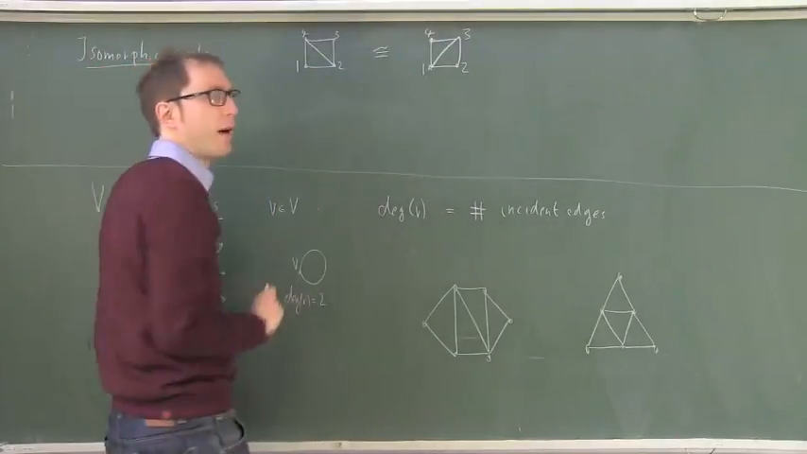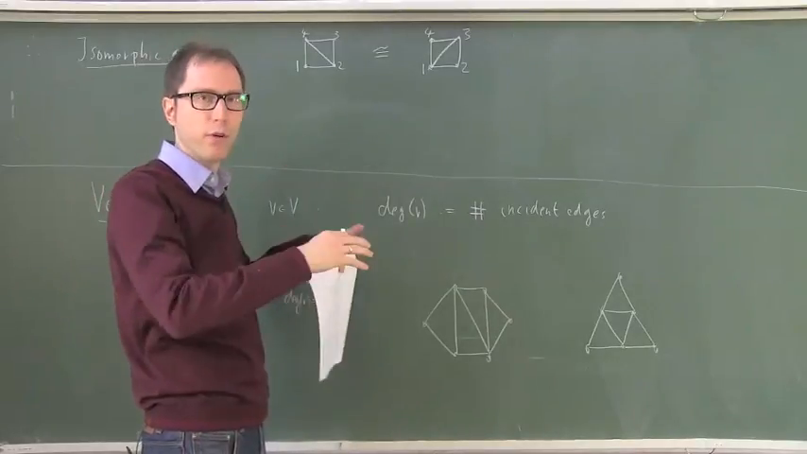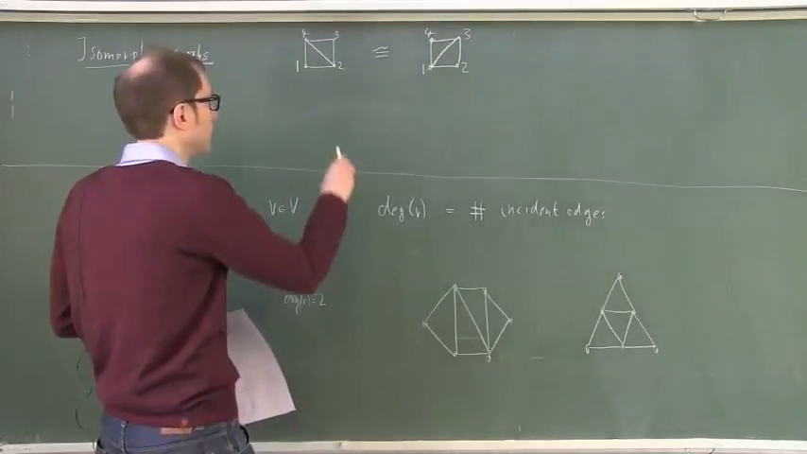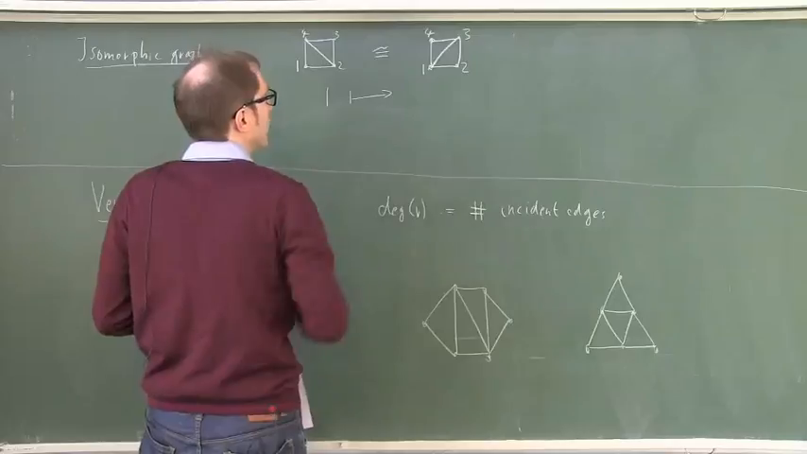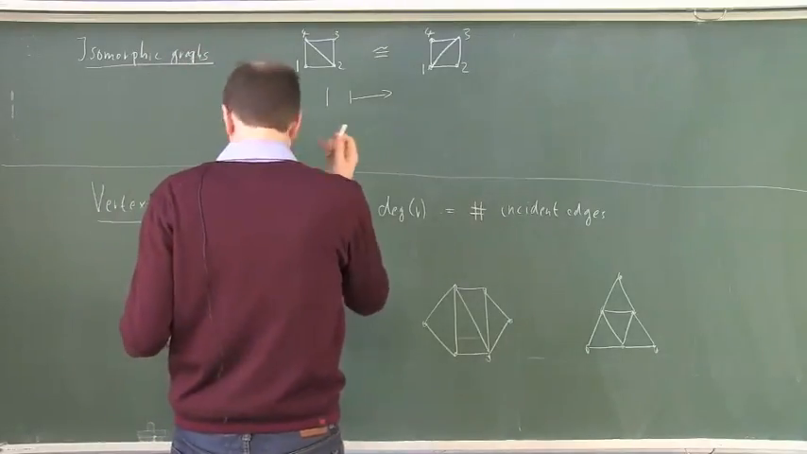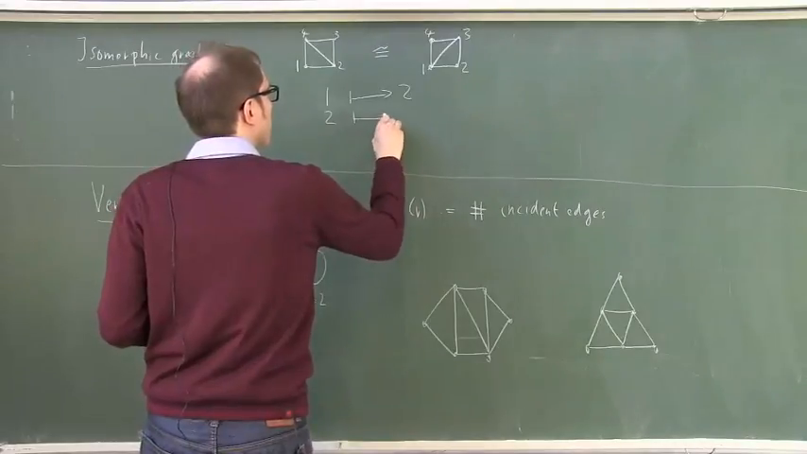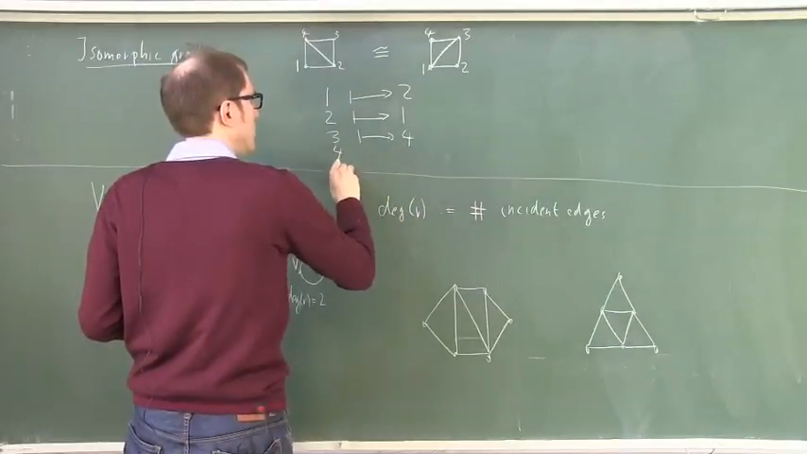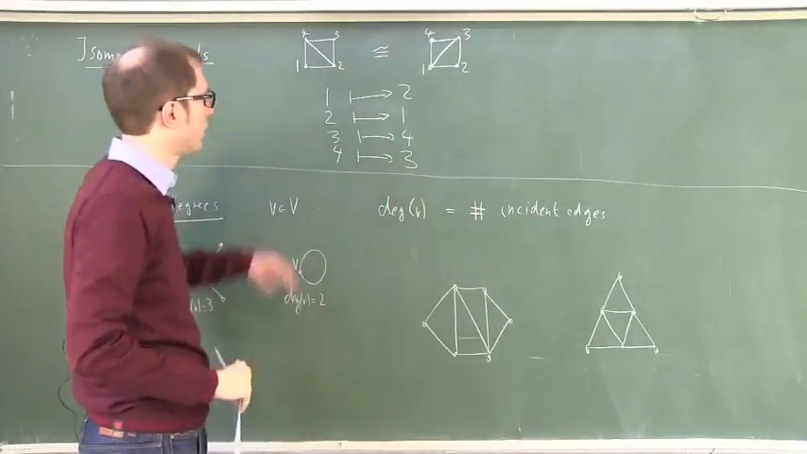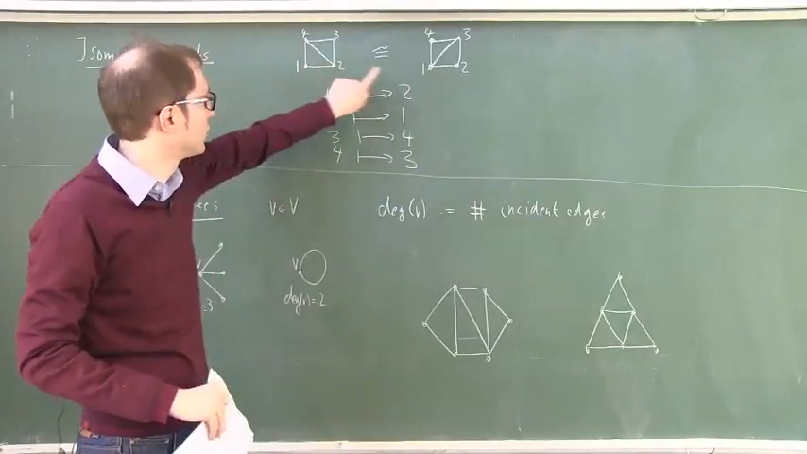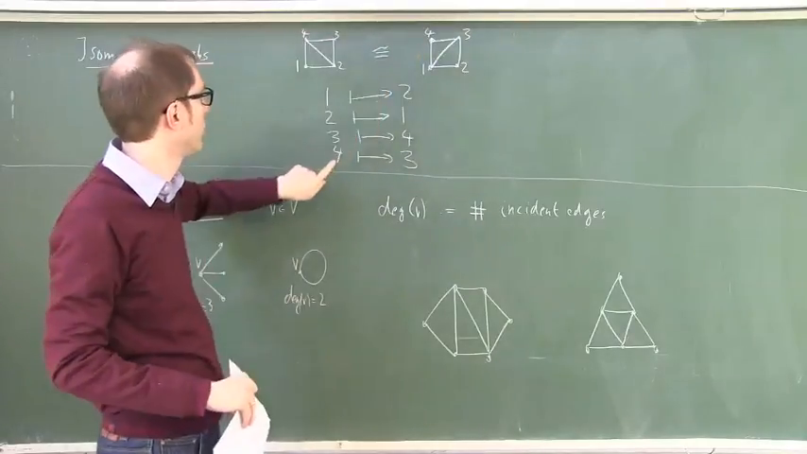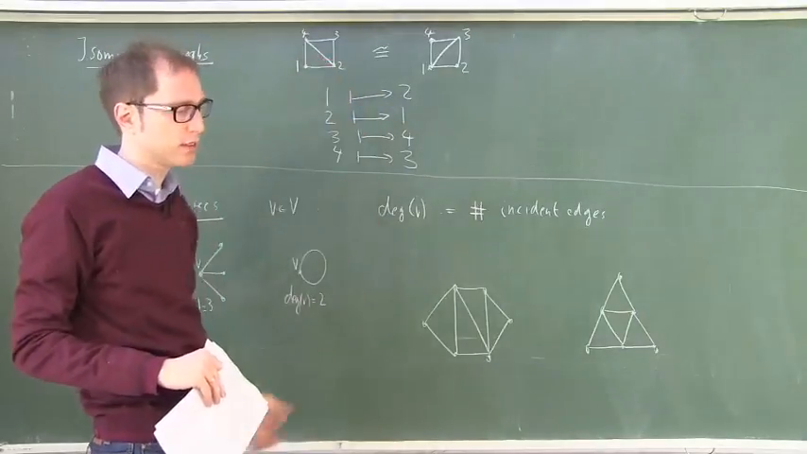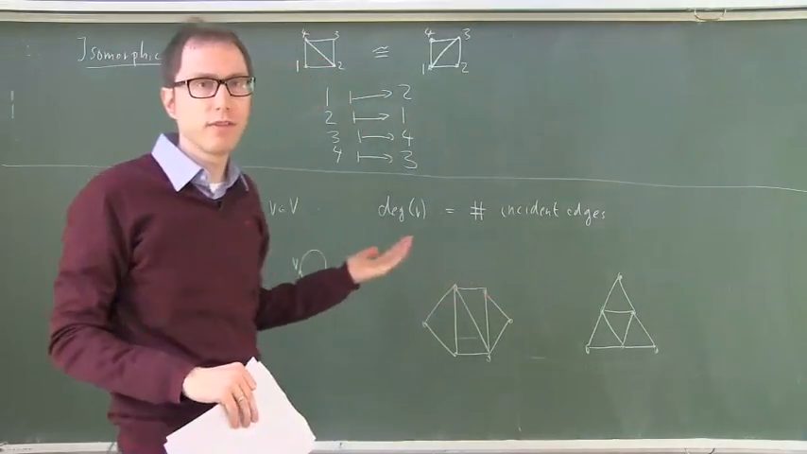Well, what you need is a bijection from the one vertex set to the other vertex set. So a 1-to-1 correspondence between the vertex sets. And I claim that this one here does the trick. So the vertex 1 goes to the vertex 2, the vertex 2 goes to the vertex 1, the vertex 3 goes to the vertex 4, and the vertex 4 goes to the vertex 3. Okay, so we have a one-to-one correspondence between the vertices. Well, you always find something like this if they have the same number of vertices.